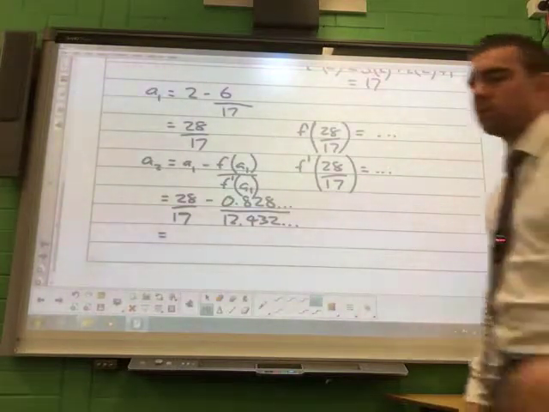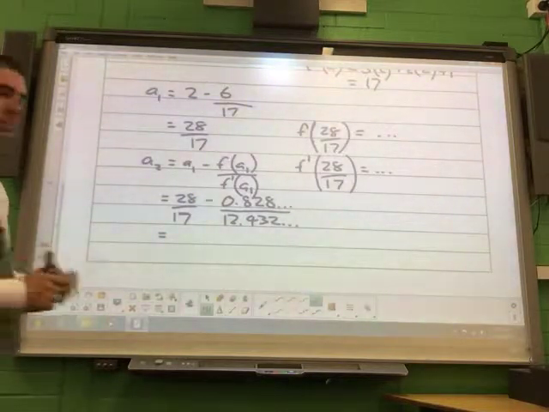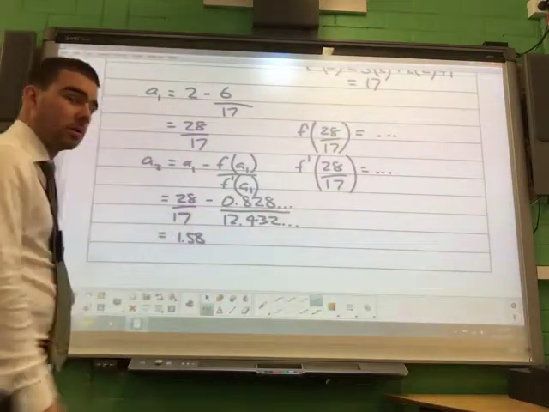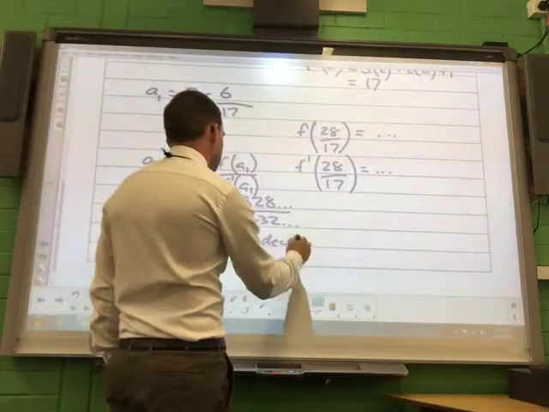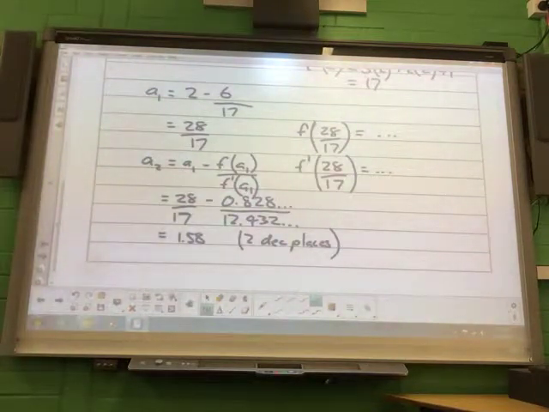The question would probably be saying how many decimal places to round to. One point 580, was it? Alright, so I'm going to state two decimal places. So the original approximation is 2. After 2 applications, we've been able to get a better approximation. Okay, that's the whole process.